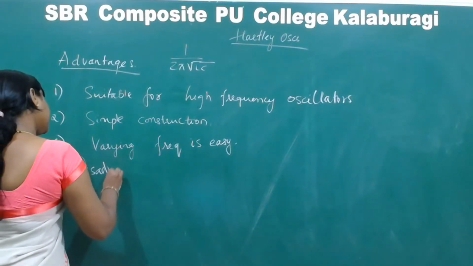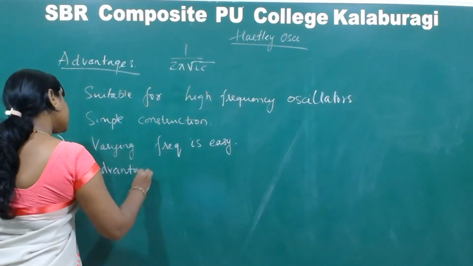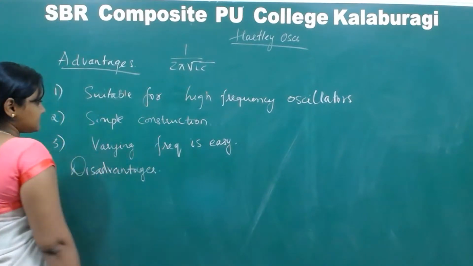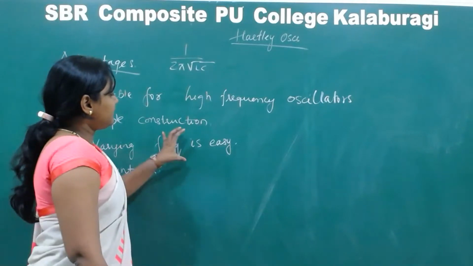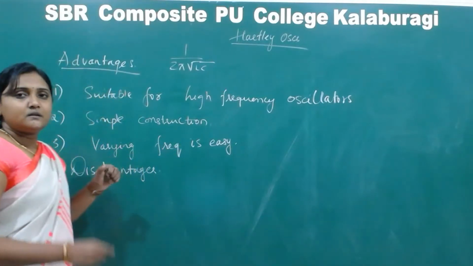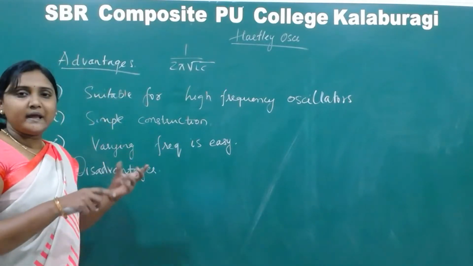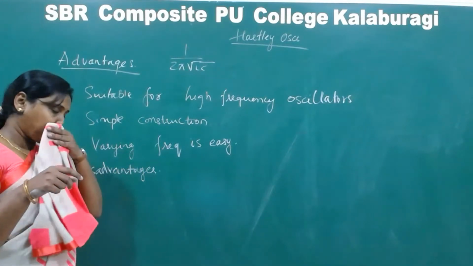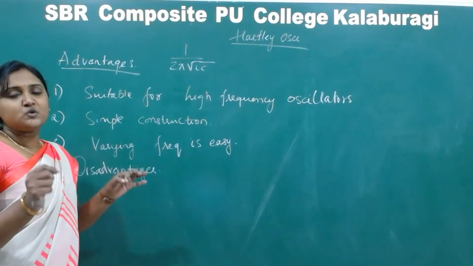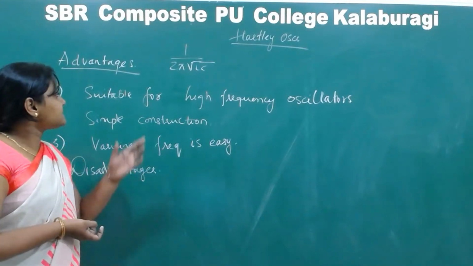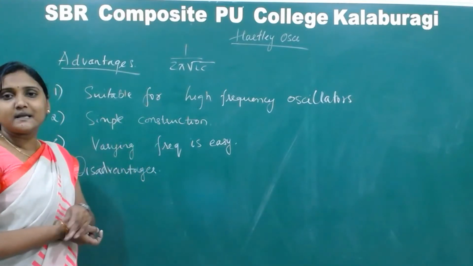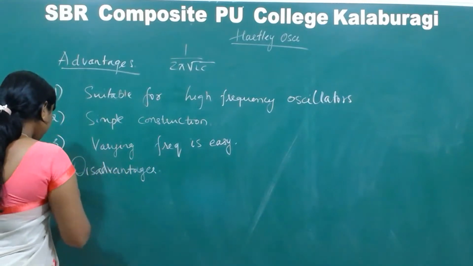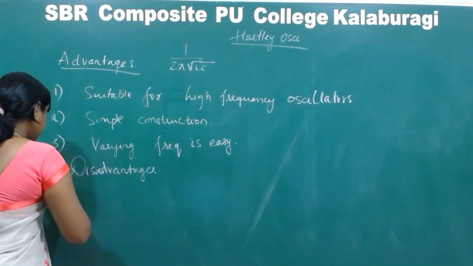Moving to the disadvantages. So what can be the disadvantages? Presence of inductors and capacitors. Capacitors are okay, but due to the presence of inductors, the fabrication of this entire unit of the Hartley oscillator inside an IC becomes difficult. Not suitable for low frequencies. As it is suitable for high frequencies, this cannot be used for low frequencies. So that becomes a disadvantage here.